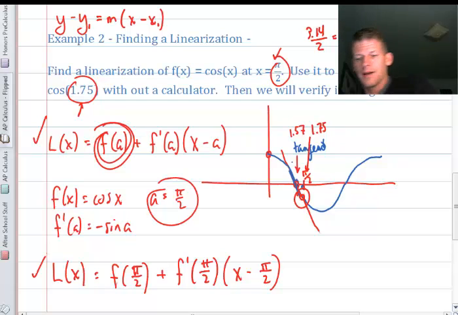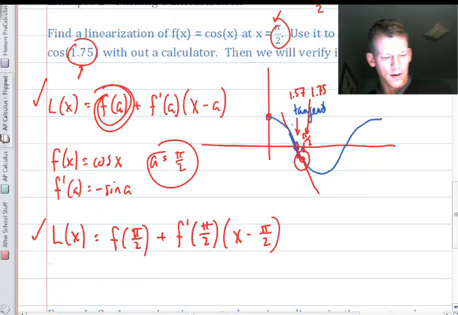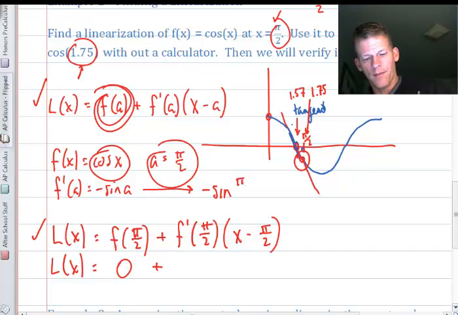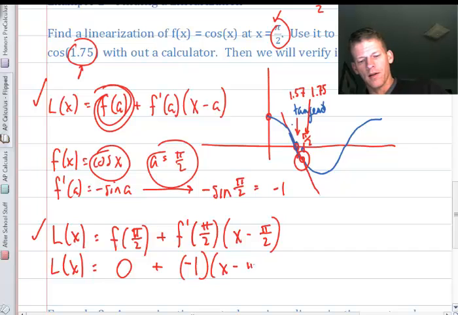So I'm going to put in L of x equals f at pi over 2, which is the cosine at pi over 2, which is 0. All right, that's cool. And then f prime at pi over 2 is the negative sine at pi over 2, which is equal to negative 1. So I'm going to put negative 1 here. Now I have x minus pi over 2.